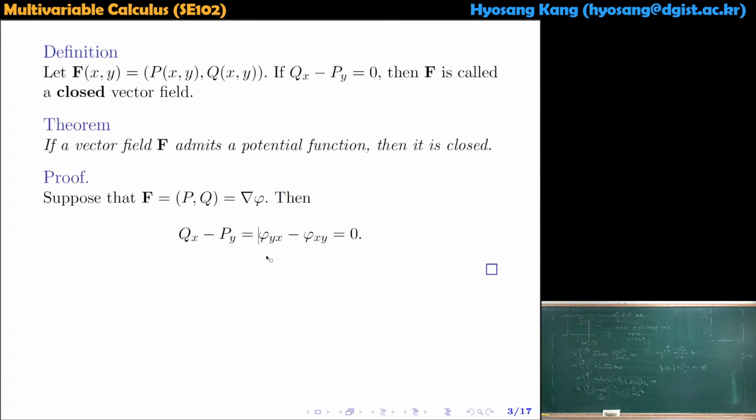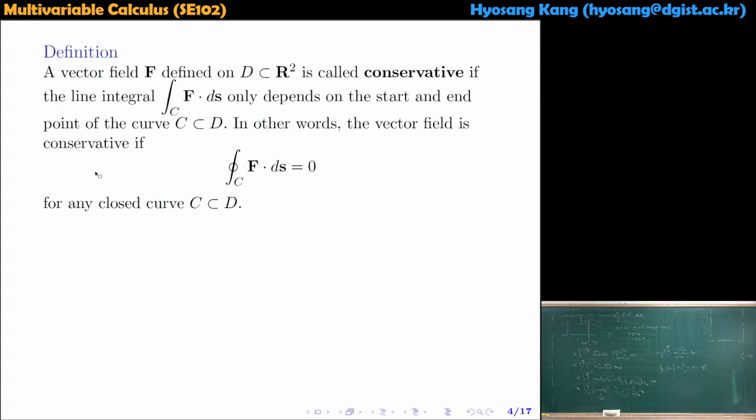All right, so we talked about the vector field that has a potential function and also the closed vector field. So we have two properties of vector fields. One is that sometimes it has a potential function, and the other is that sometimes it is a closed vector field. There's another property of vector fields, which is called conservative vector field. A vector field is called conservative if the line integral does not depend on the path, but only depends on the point where it starts and ends.